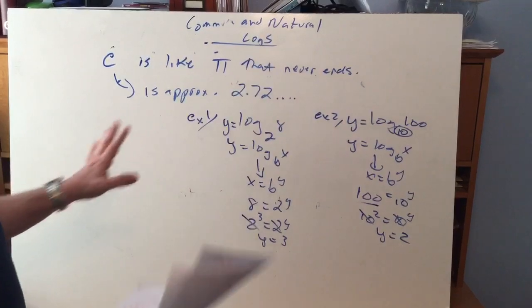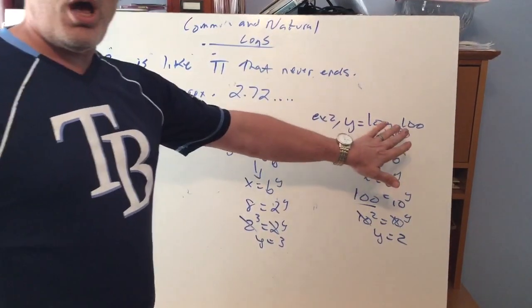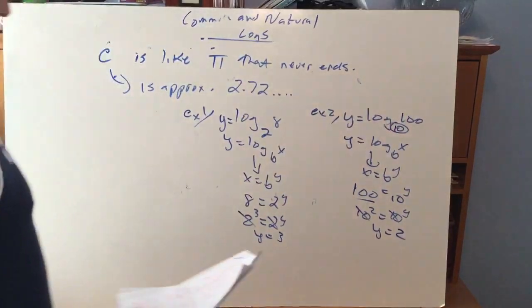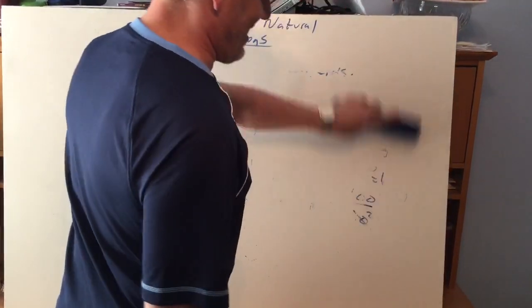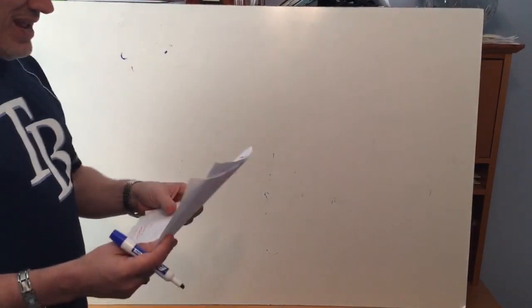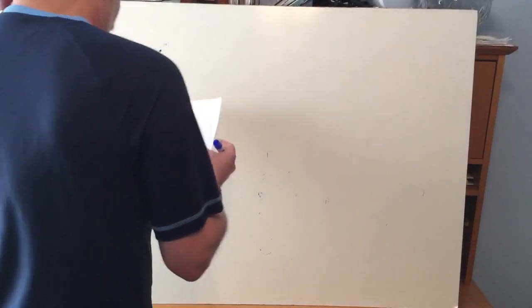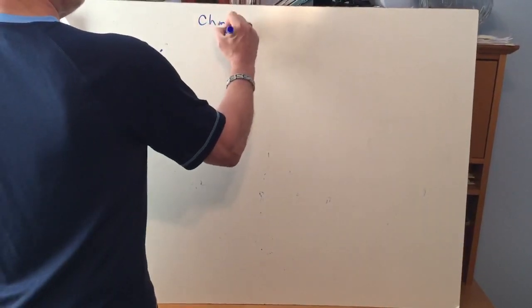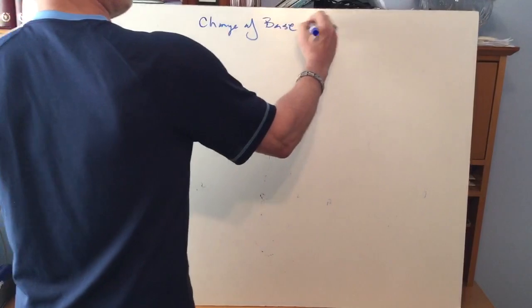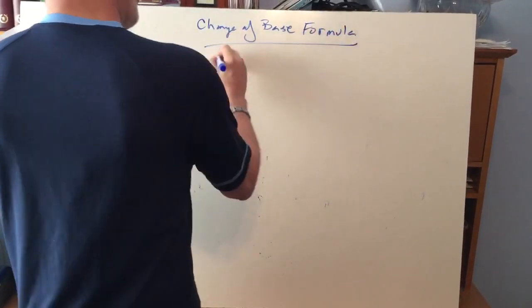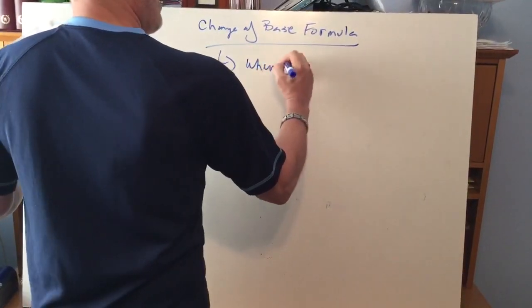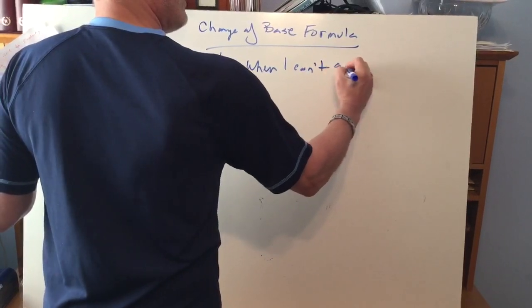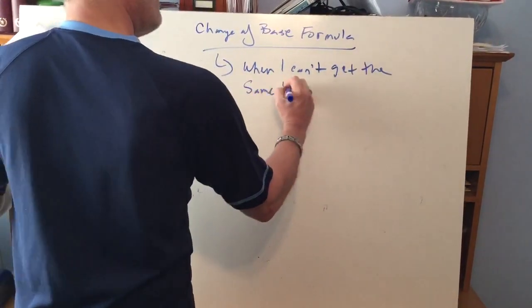So far you haven't done anything new other than learning that the common log is when we have the invisible base of 10. Now, what happens when we can't get the same base? That is the premise of today's lesson, which we call the change of base formula. So, when do I use the change of base formula? I use it when I can't get the same base.